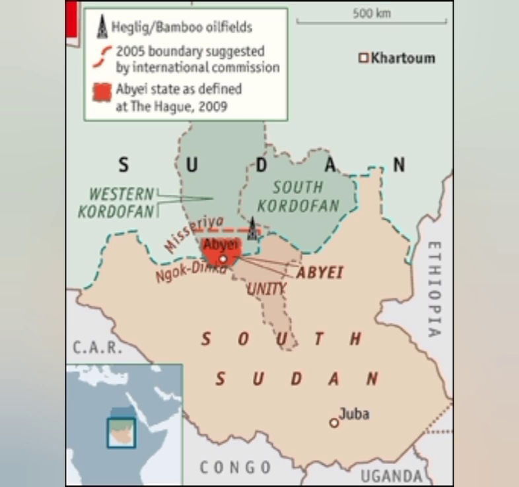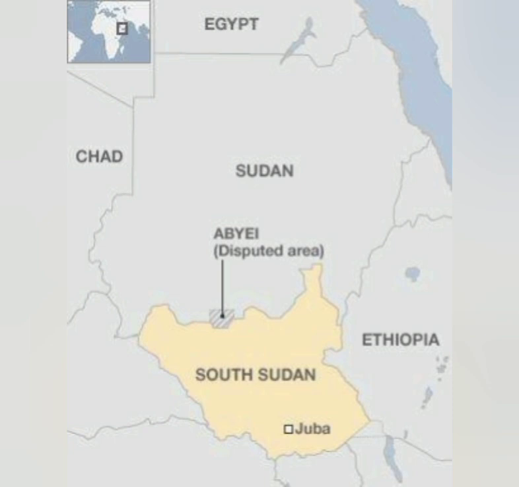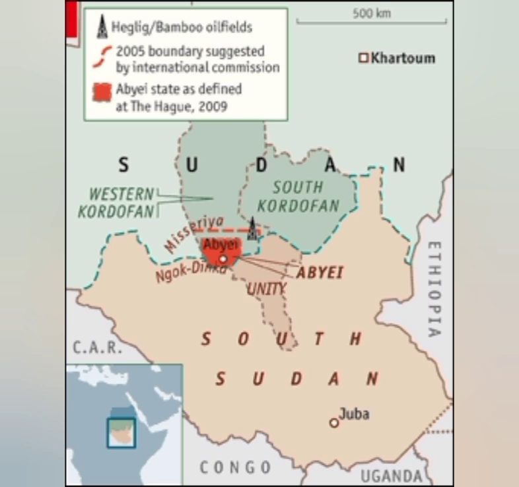The North was predominantly Arab and Muslim, while the South had a majority of African ethnic groups practicing Christianity and indigenous religions. Causes of division: ethnic and religious differences, long-standing cultural and religious divides. Economic inequality. Control over oil resources created tensions between the North and the South.